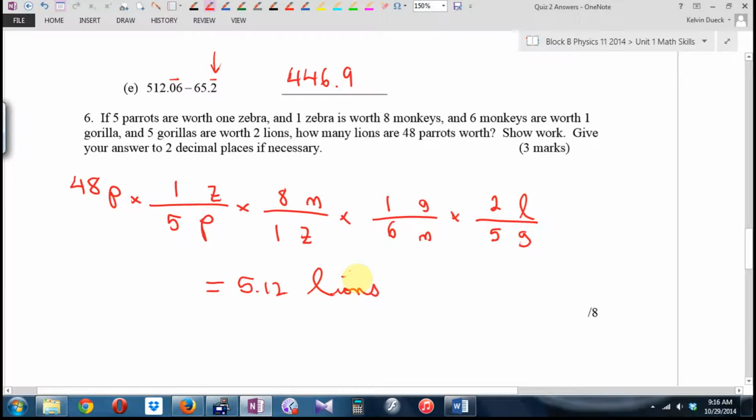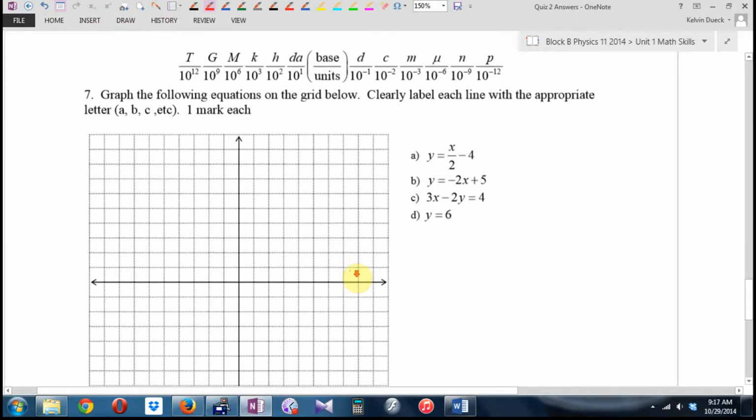For 3 marks, for this one here, if you got the right answer, you get 3 out of 3. Otherwise, I would take 1 mark off for each conversion factor that you missed. So if you missed 3 conversion factors, you get 0. Turn the page. Graphing.